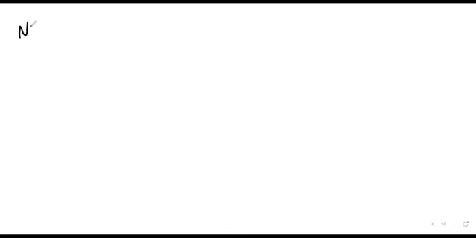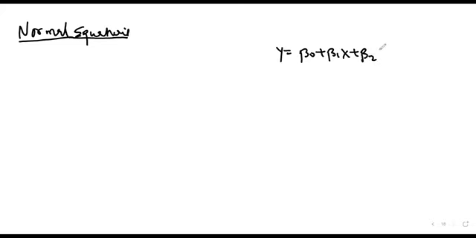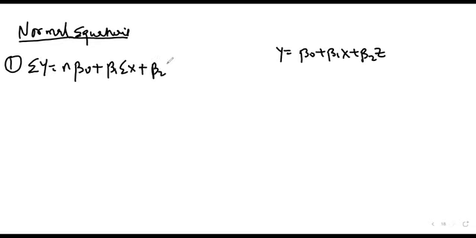So the first normal equation is as follows. The approach of getting the normal equations is the same as the approach we used in the simple case. Remember, this is the model that we are trying to achieve: y is beta naught plus beta 1 x plus beta 2 of z. For the first normal equation, you sum every term in that equation, and you'll end up with summation of y is equal to n beta naught plus beta 1 summation of x plus beta 2 summation of z. That's the first normal equation.